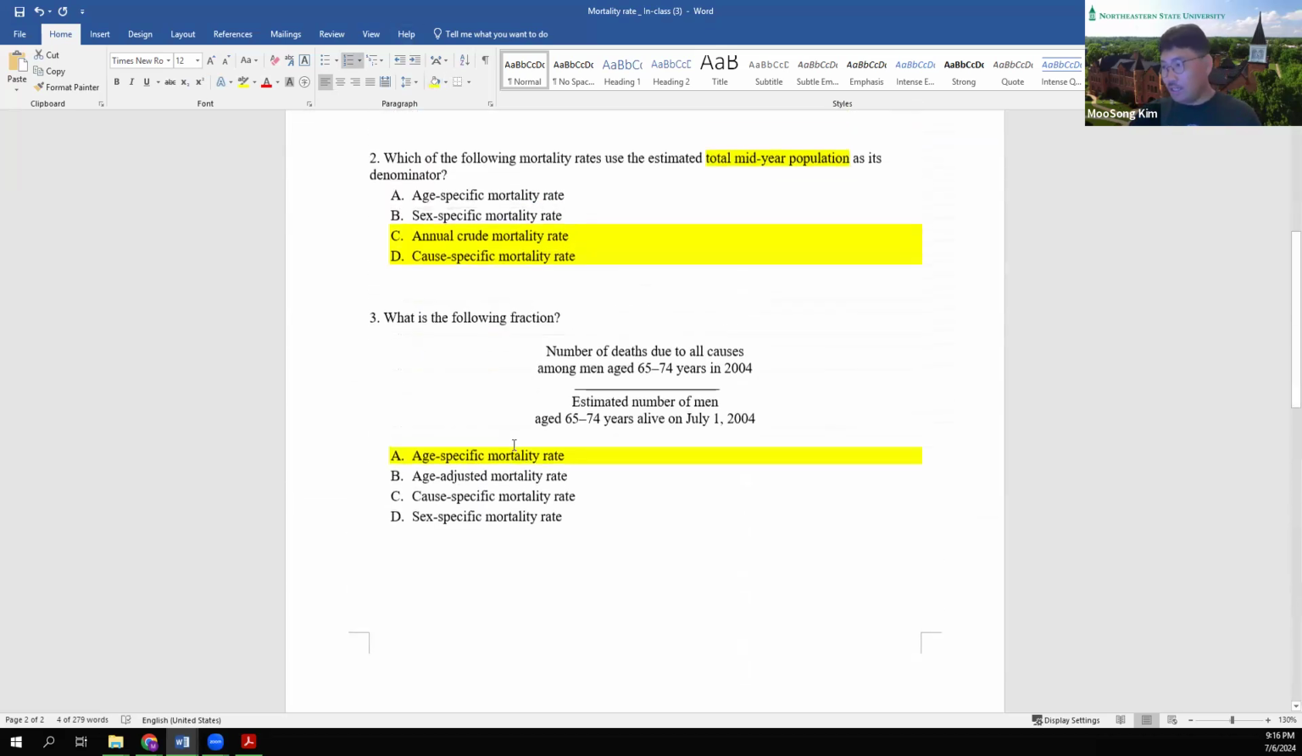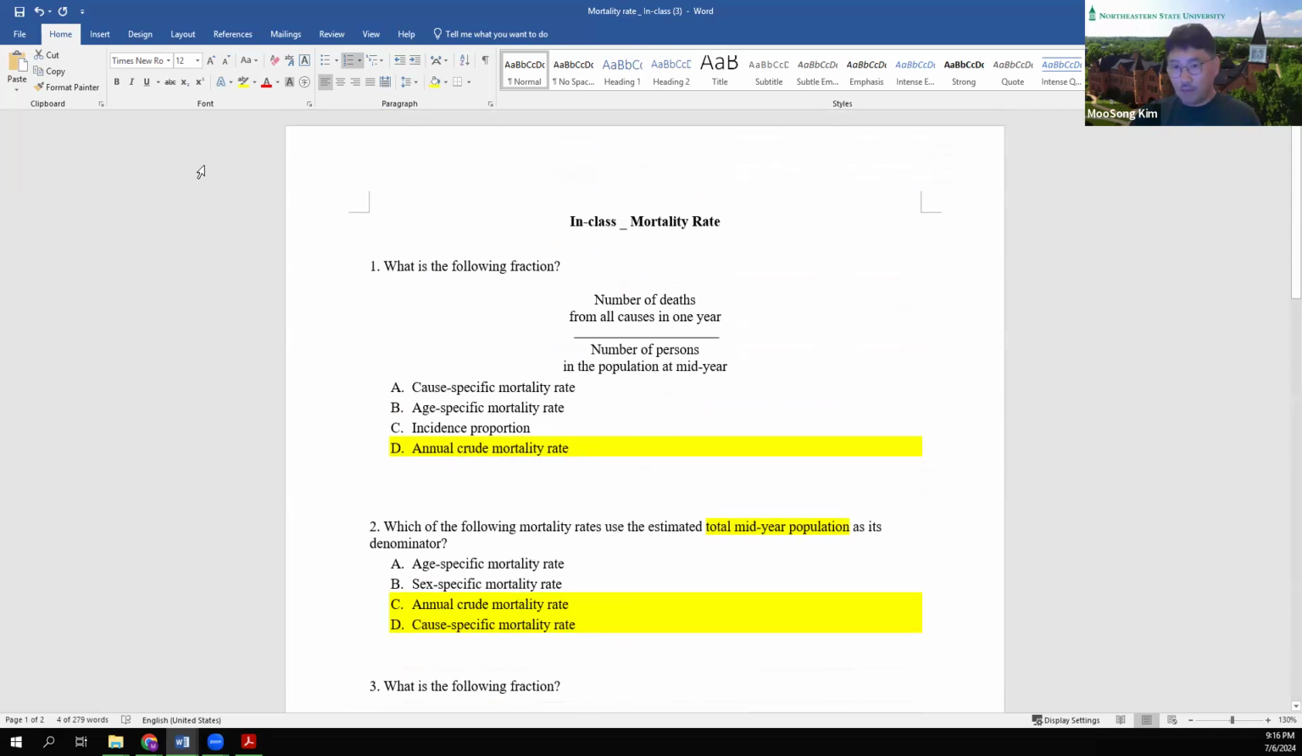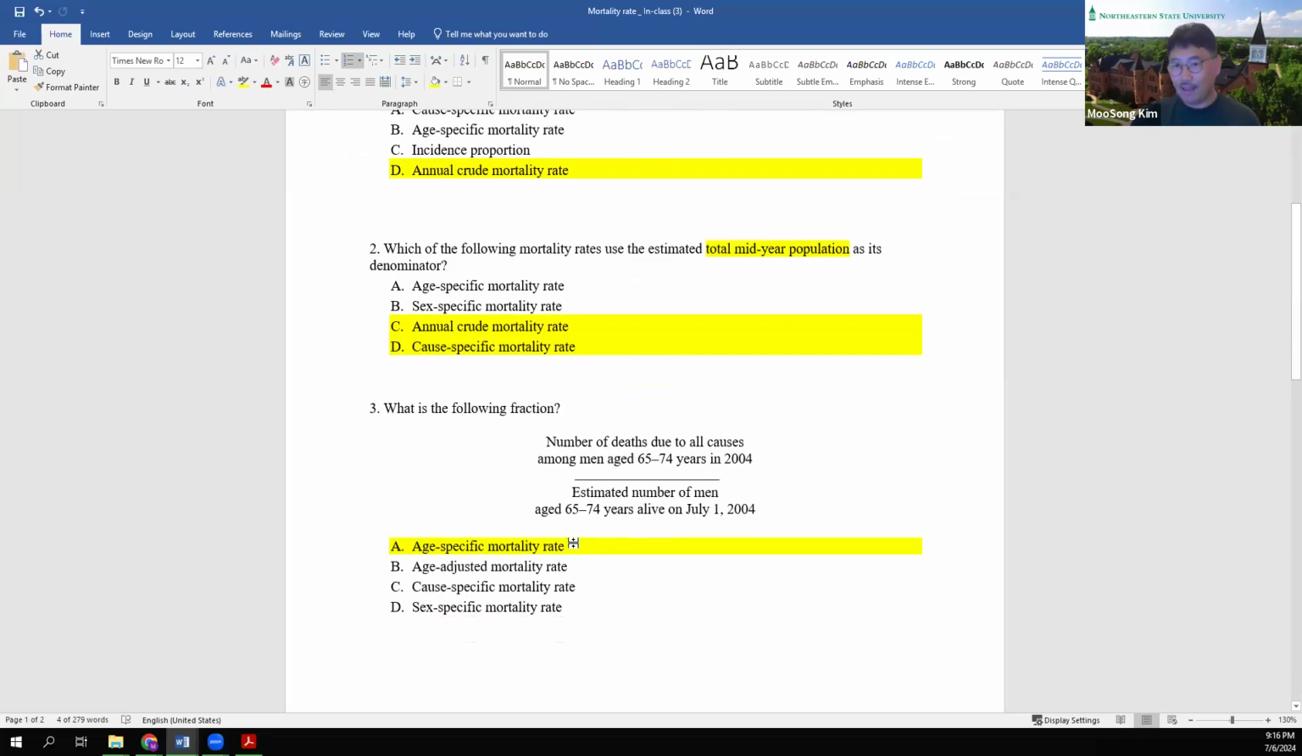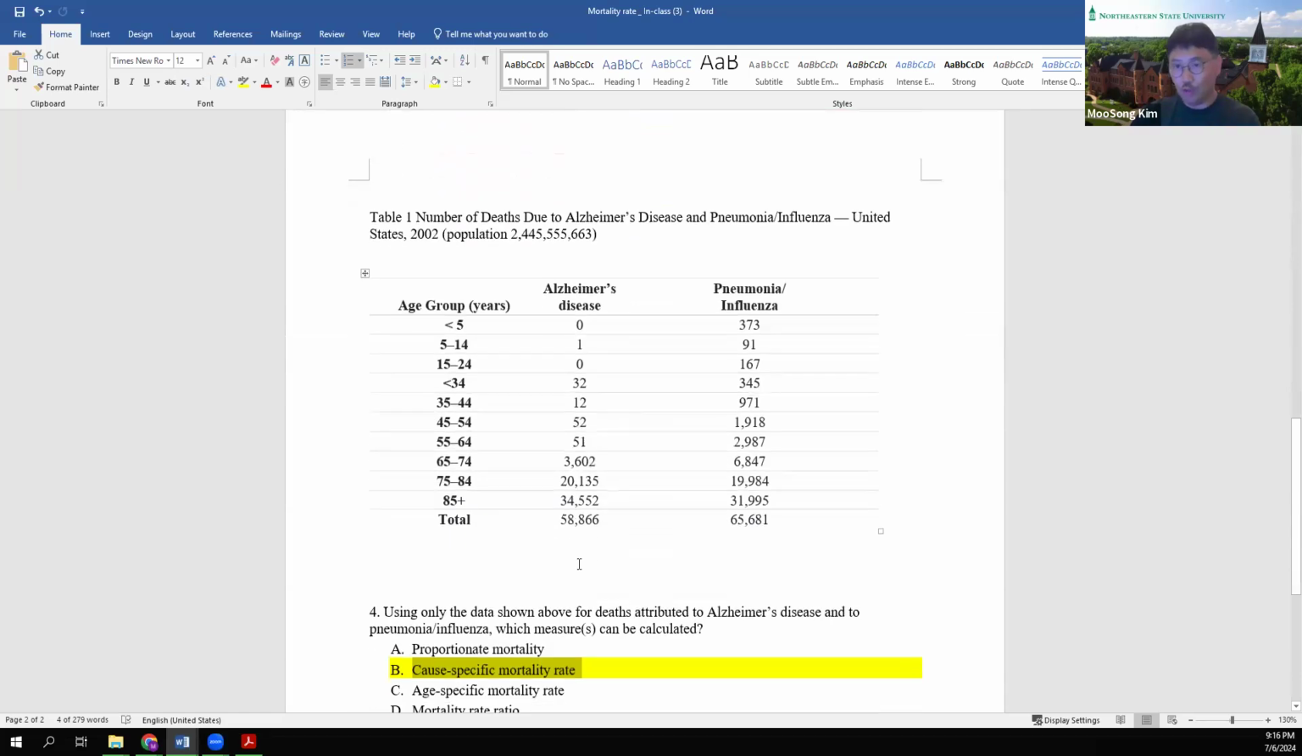Okay, so this is for our in-class practice questions. Hopefully you understand the formula for each mortality rate and what kind of information you need to calculate each type of mortality rate. Okay, thank you.